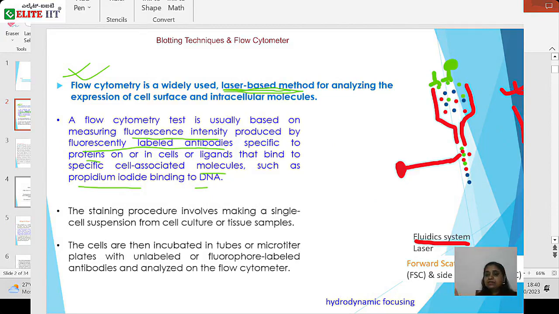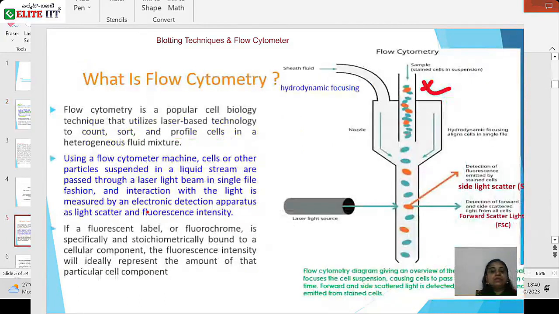Other than that place, nowhere is a fluidic system. Only one place is there which is known as the fluidic system. Fluids are there because you are loading the sample in that place.